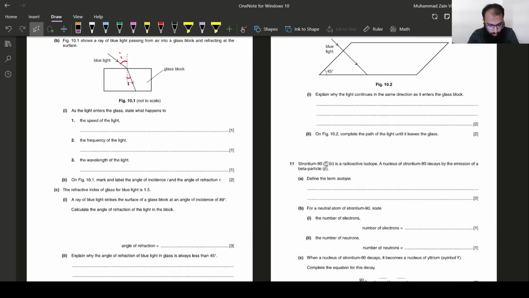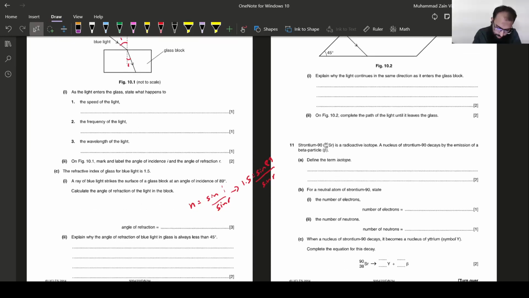A ray of blue light strikes the surface of a glass block at an angle of incidence of 89 degrees. Calculate the angle of refraction of the light in the block. So we just need to find the angle. We know the formula: n equals sine I over sine R. Similarly, 1.5 equals sine 89 divided by sine R. So from this, we'll be able to find R.